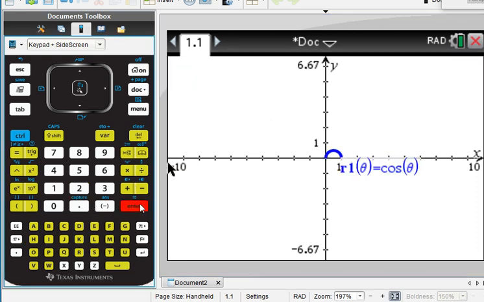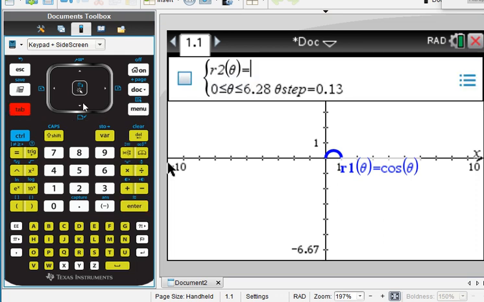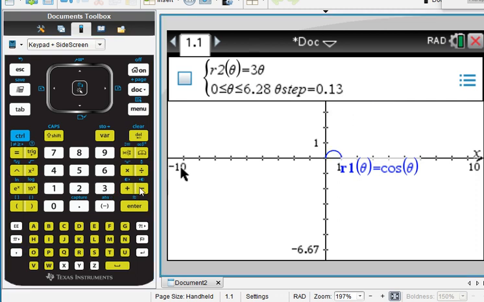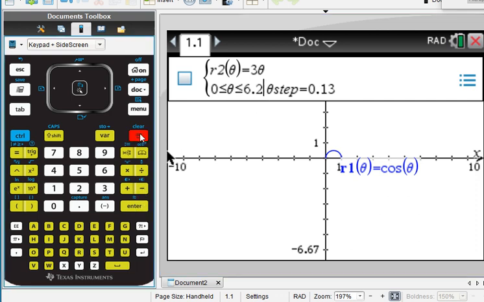Okay, so there it is. And then tab to r2, again, was 3 theta. And again, just graph it from 0 to pi over 2 in the first quadrant here.